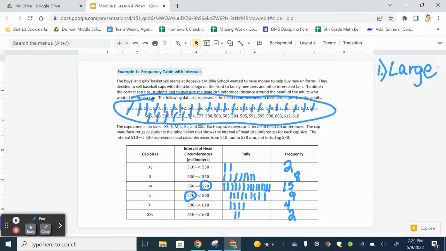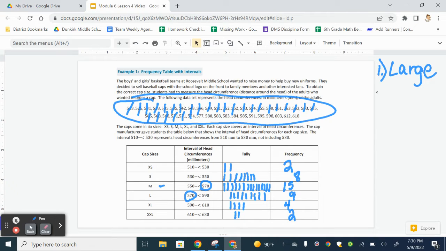Number 2, it says complete the tally and frequency columns, but we've already done that. So we're going to skip number 2. Let's take a look at number 3. What head circumference would you use to describe the center of the data? The center really means the middle. It's kind of the middle of where you find everything. So the head circumference center would be somewhere around 550 to 570. This is somewhere in the middle. If I'm here, you've got a few intervals before and a few intervals afterwards. This corresponds to a cap size of a medium in this case.